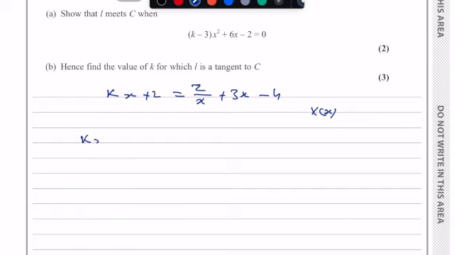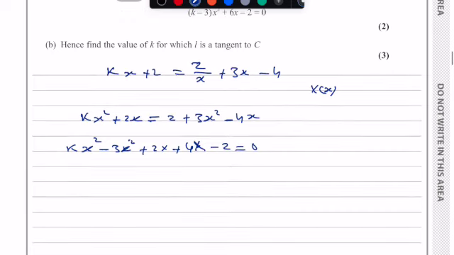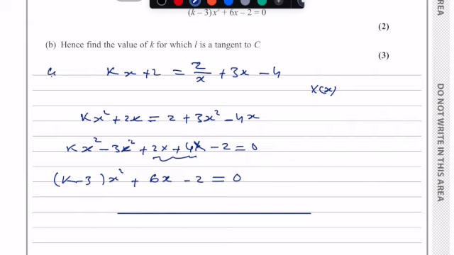So it will be kx squared plus 2x equals 2 plus 3x squared minus 4x. Put them on the right side or the left side, it's up to you. kx squared minus 3x squared plus 2x plus 4x minus 2 equals 0. So take the x squared as a common factor. So we have k minus 3 x squared, plus 2x and 4x will be 6x, minus 2 equals 0. So this is part A of the question.